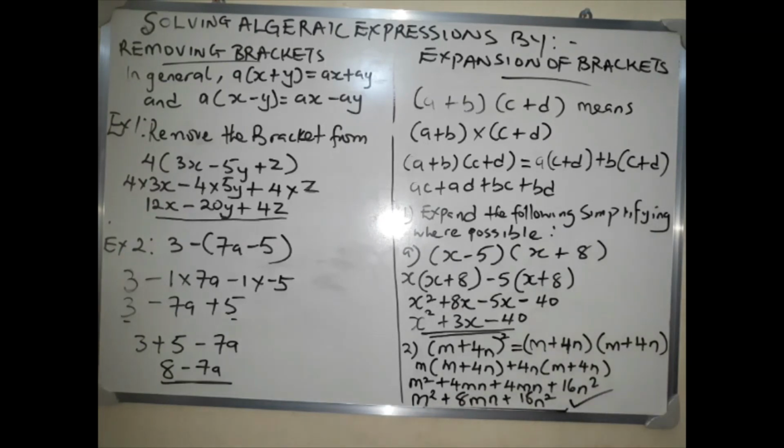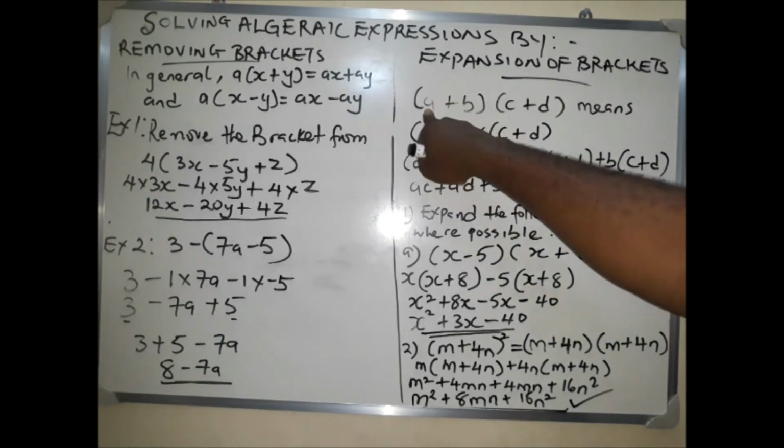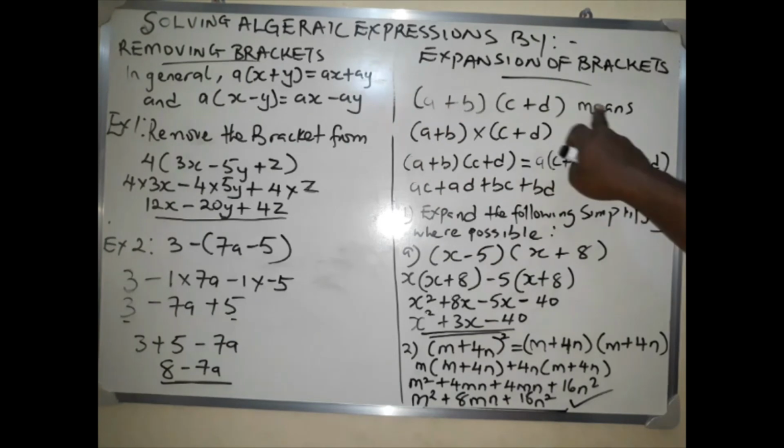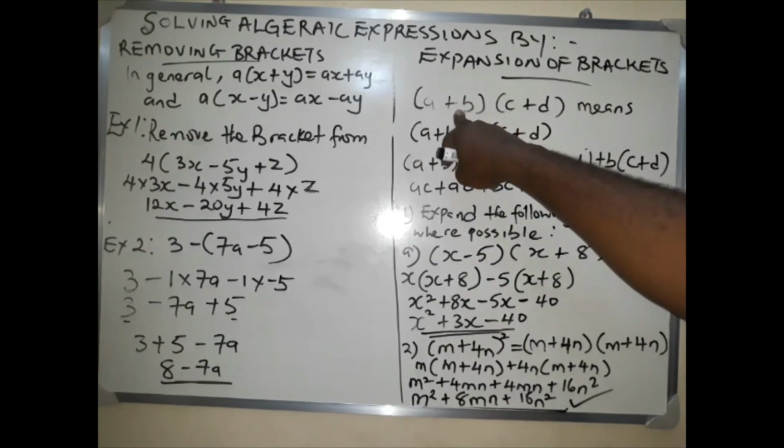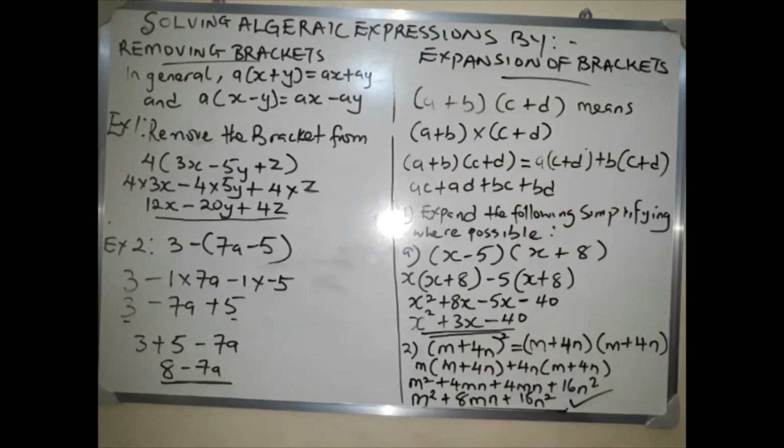So in terms of expansion of brackets, when you are given two expressions in brackets and you're asked to expand, you simply multiply those two brackets together. When you're expanding or multiplying the brackets, please note that you take the first term in the first bracket, multiply everything in the second bracket, then you take the second term in the first bracket and multiply everything in the second bracket. Then you look for like terms. If there are any, you add or subtract them, and then you get your final answer.